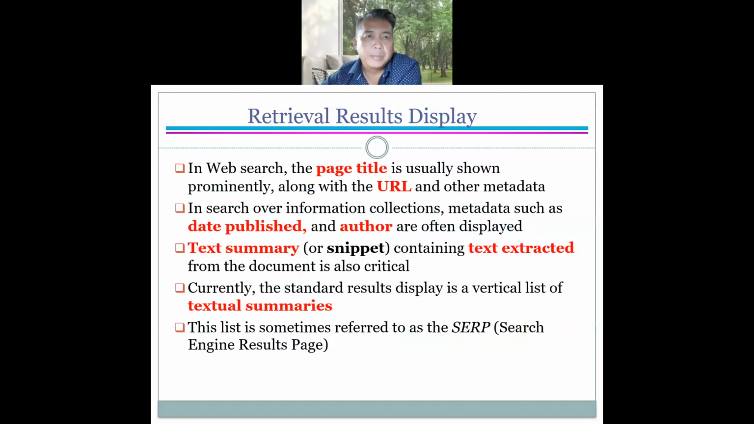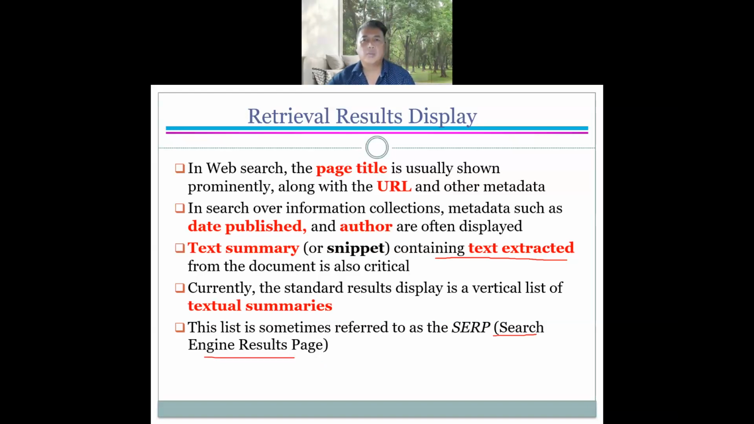In a web search, the page title is usually shown prominently along with the URL. So normally they will show this one together with the date published, the author, and also the text summary, or they call it snippet, containing text extracted from the document. So this is the text extracted that containing the keyword that you key in. The list is sometimes referred to as search engine result page. So this is given to you.